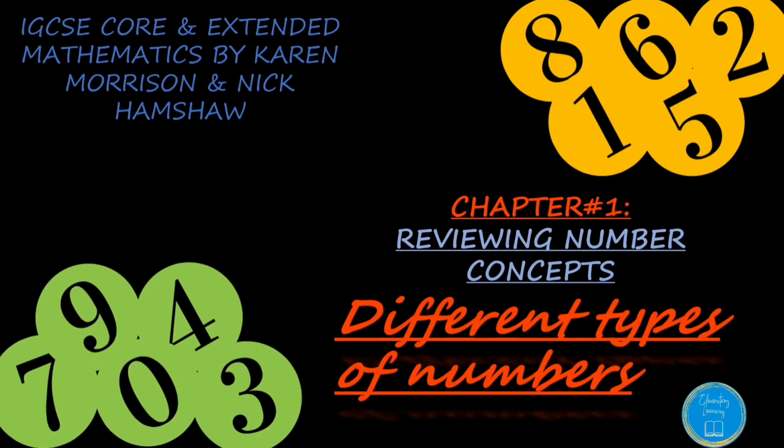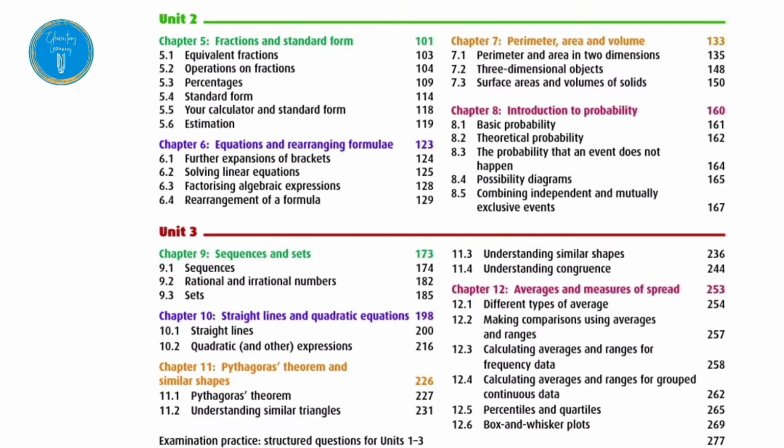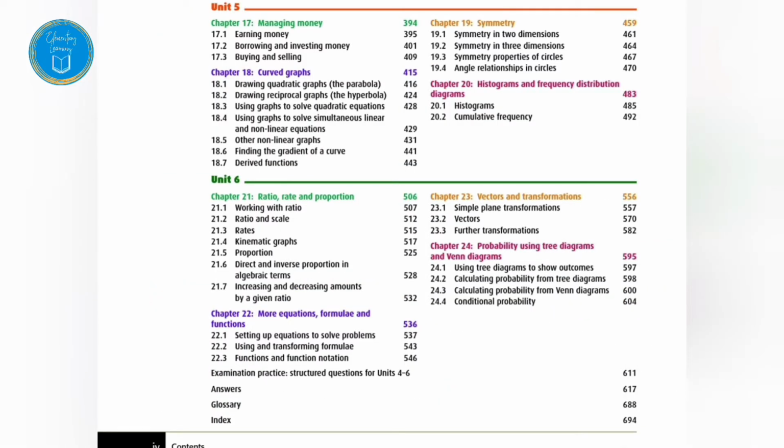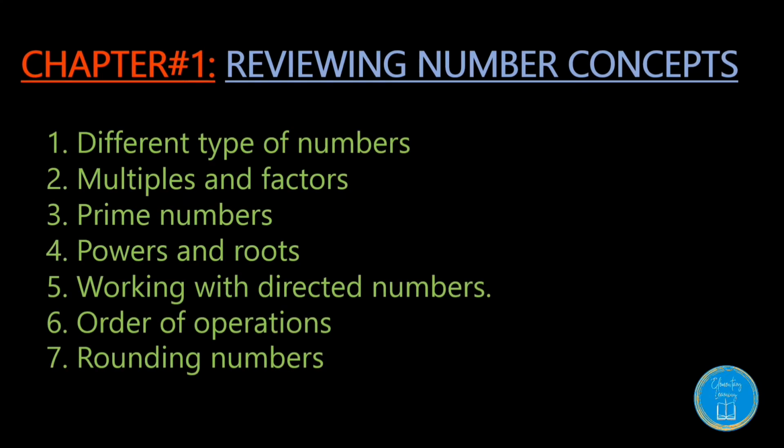From today we are going to start IGCSE Mathematics Core and Extended Course Book, 2nd edition by Morrison and Nick Hamshaw. First of all, we will take a review of the whole book. This book is divided into 6 units in which each unit contains 4 chapters, from which we are starting chapter number 1 named Reviewing Number Concepts.